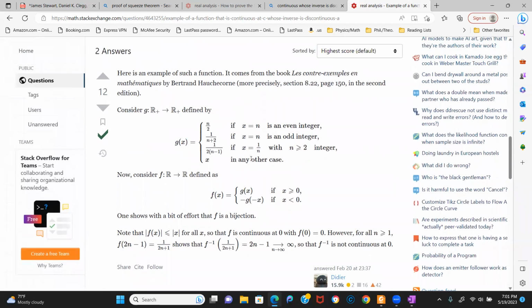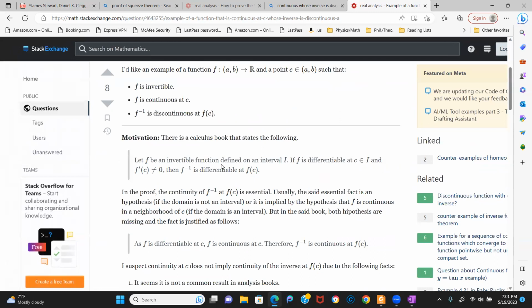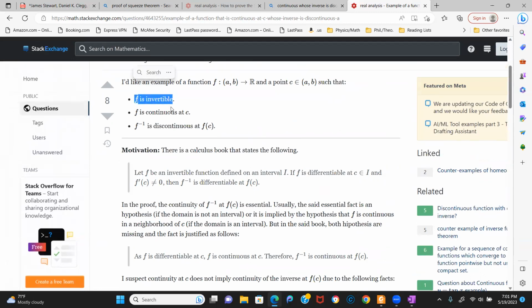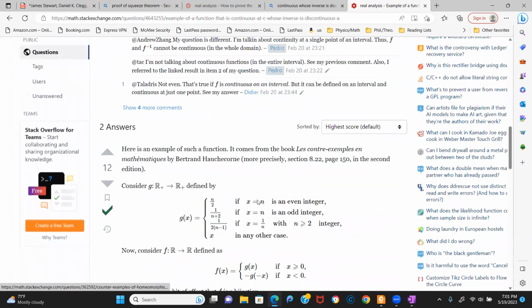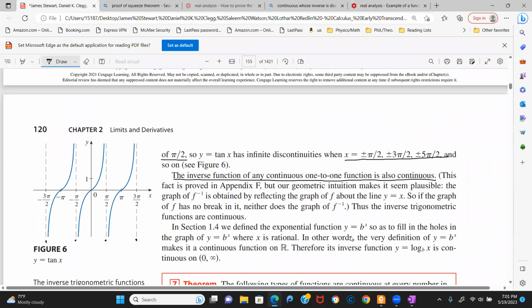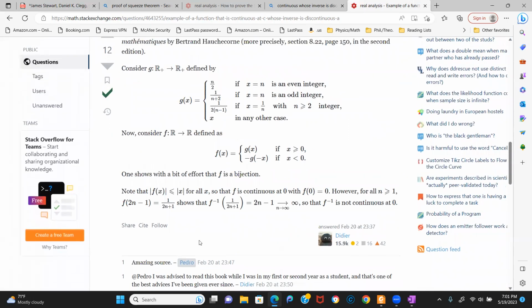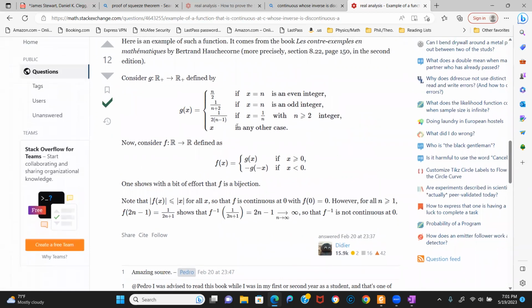Now this is, I'm guessing, a valid example of a function which is invertible, or is injective, has an inverse, is continuous at a point, but the inverse is discontinuous at a point, specifically f of c. Yeah, so I don't know why the book states that. This is false right here. But as you can see, it's not easy to prove that that's false. I mean, this is a fairly complicated example.